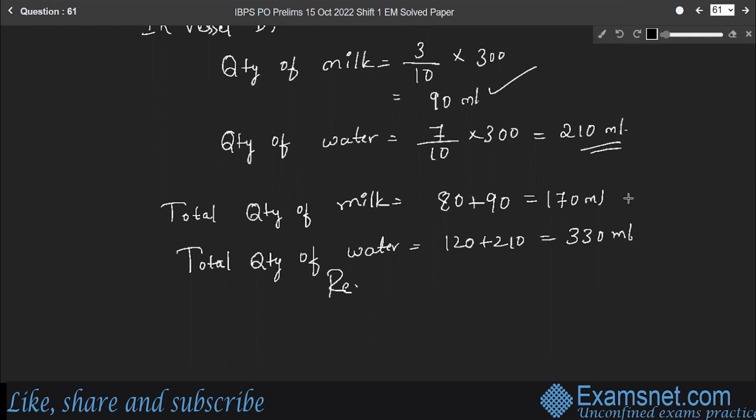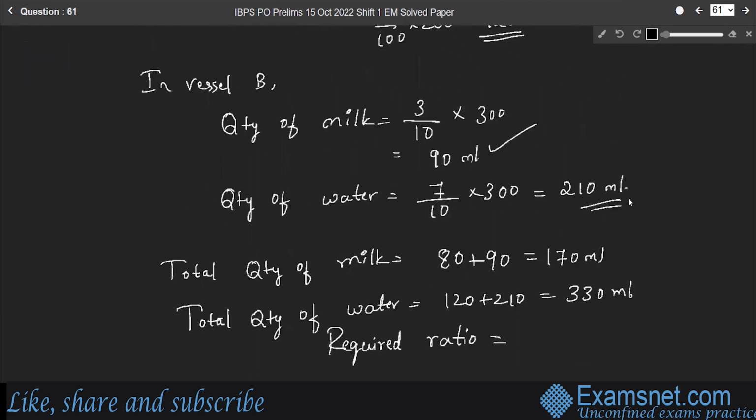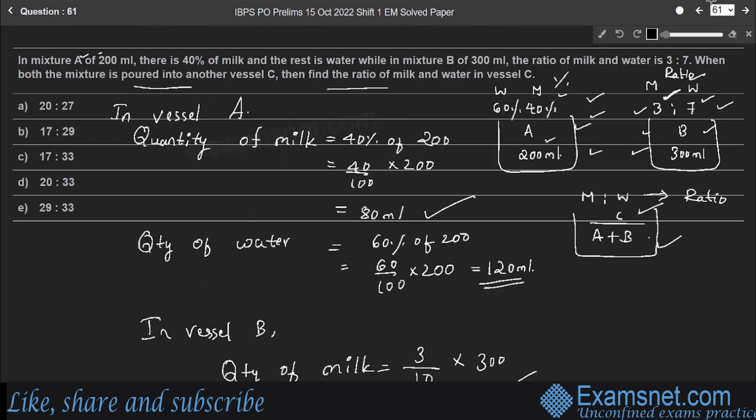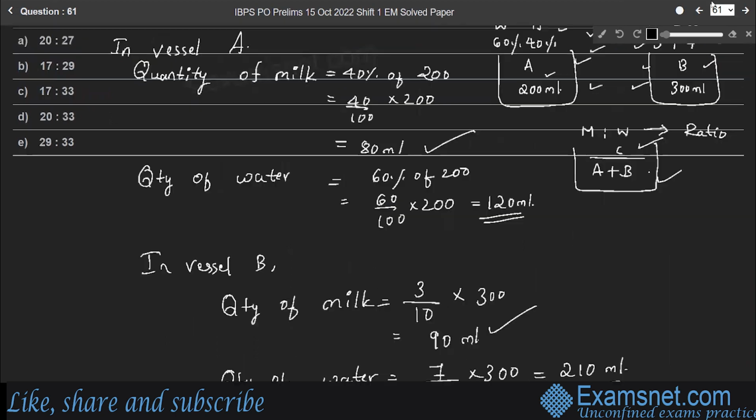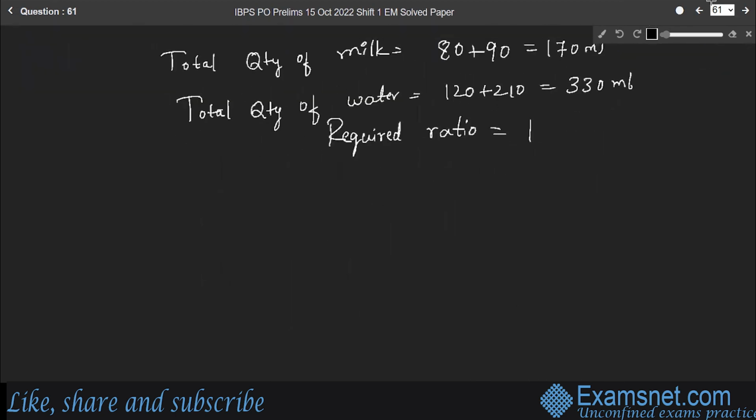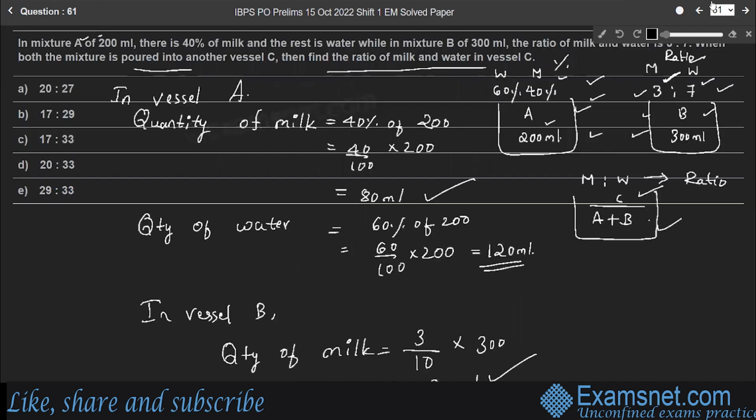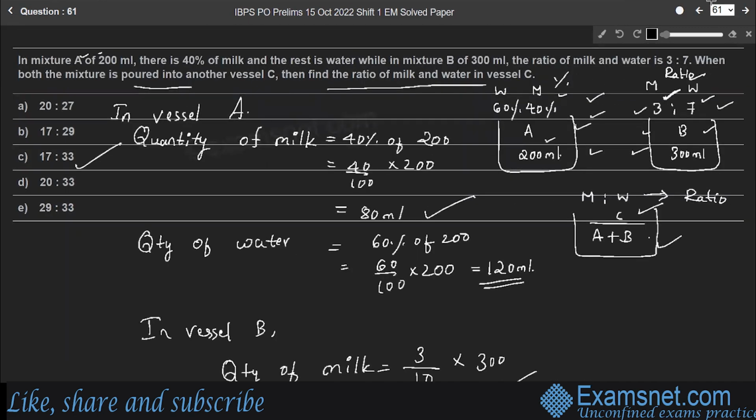Therefore, the required ratio of milk to water, to find the ratio of milk and water in vessel C, is 170 is to 330, which is 17 is to 33. Therefore, the correct answer is option C.